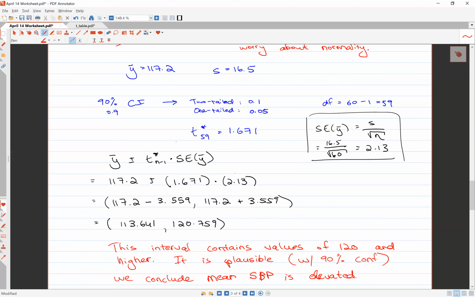Because elevated would be if the mean was 120 or higher, and this confidence interval does include values of 120 or higher. So that possibility exists. The confidence interval cannot exclude the possibility of it being 120 or higher. Does anyone have any questions about this example?